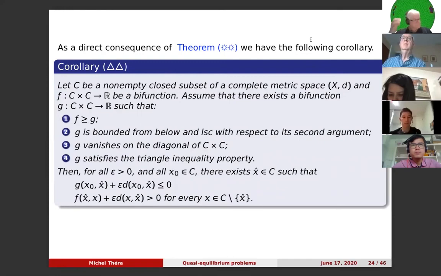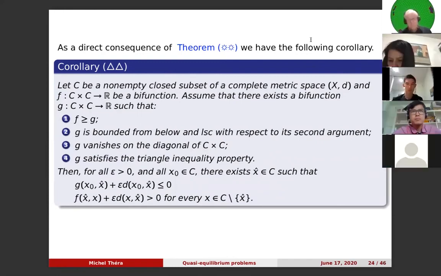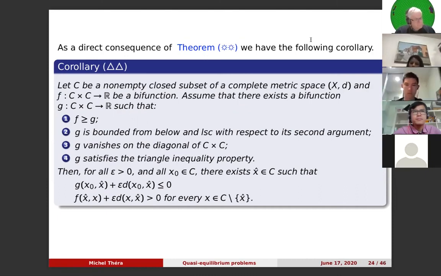Now C is always a closed subset of a complete metric space. F is a bifunction, and you assume that there exists a bifunction J satisfying J is less than or equal to F. J is bounded from below and lower semicontinuous with respect to its second argument. J vanishes on the diagonal of C times C, and J satisfies the triangle inequality property.